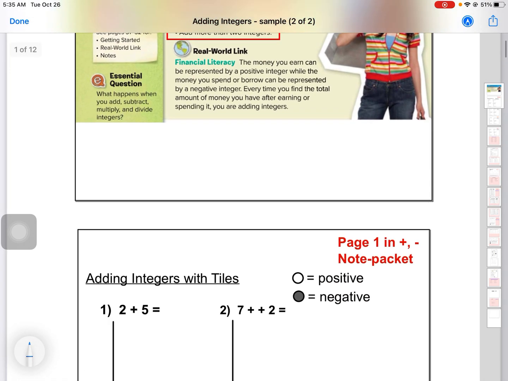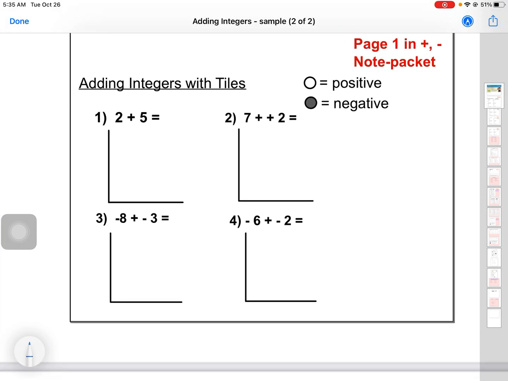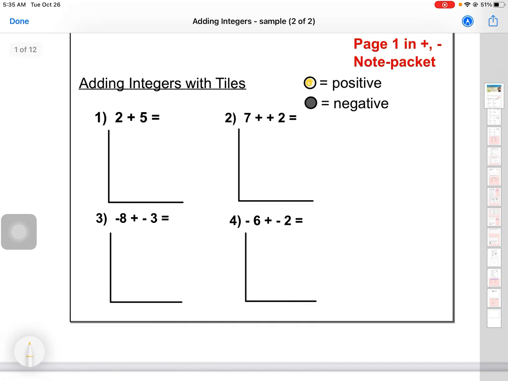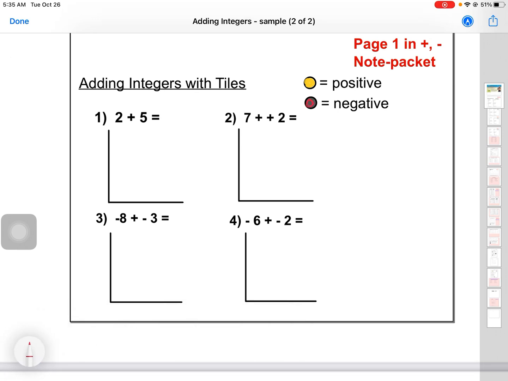Today we're going to get back to the basics of adding integers with tiles and try to see the visual of what is happening when you are adding integers. And I'm actually going to change the color of these tiles. Positive can usually be denoted with yellow when you're using these tiles. And negative is red. So when someone says your account is in the red, that means that it is negative. You owe money. You don't have enough money in your account.